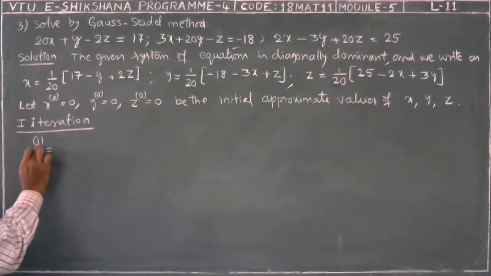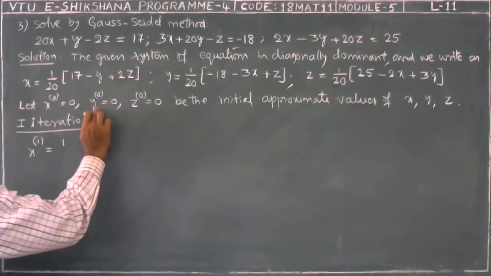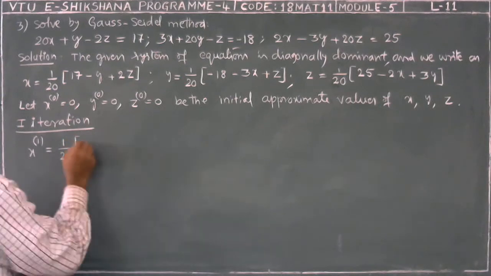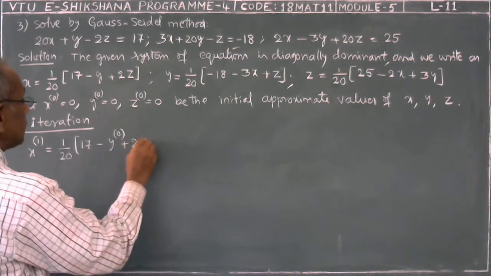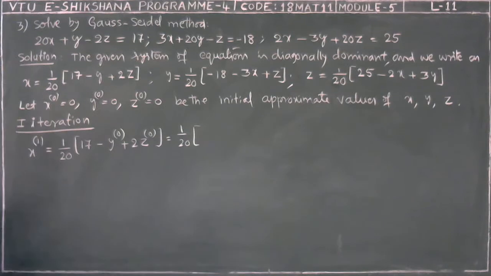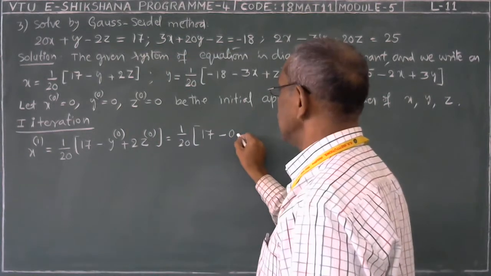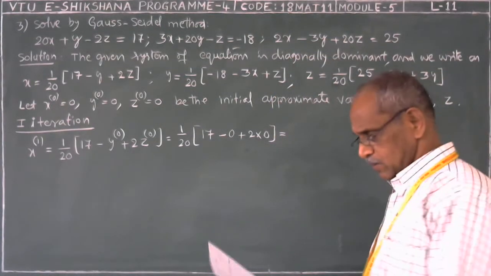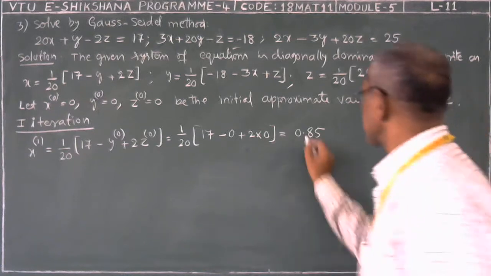For x1, denoted like this, this is the first iteration. It is obtained by using y is equal to 0, z is equal to 0 in the first equation. So 1 divided by 20 times 17 minus y0 plus 2z0. So this is 1 divided by 20 into 17 minus 0 plus 2 into 0. If you compute this on the calculator, we get 0.85.